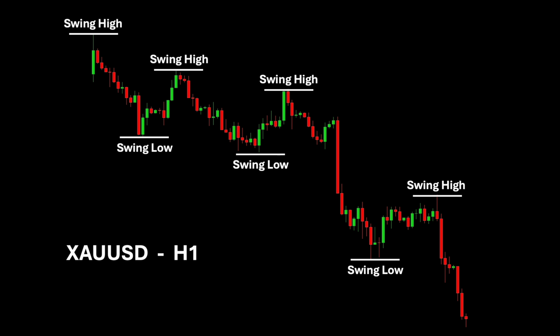You see here, on this real chart, you can clearly see the swing highs and swing lows. Every peak is a swing high. Every bottom is a swing low. Once you train your eye to see these points, you'll start to see market structure everywhere on every chart.